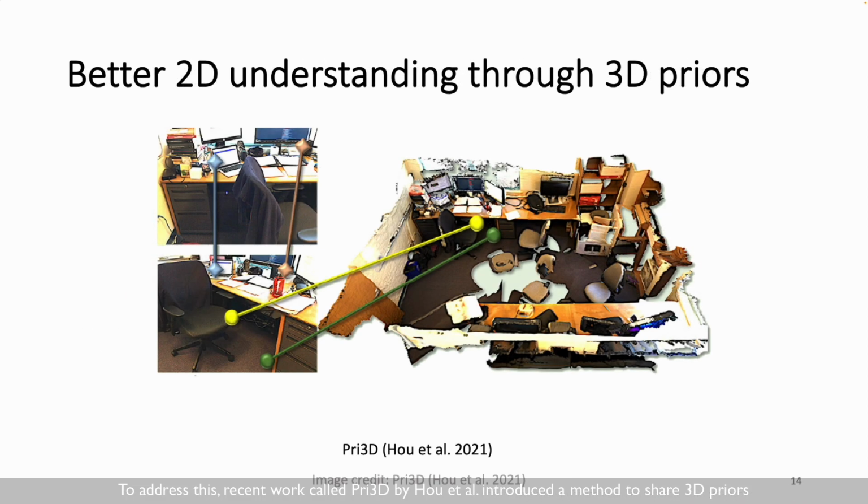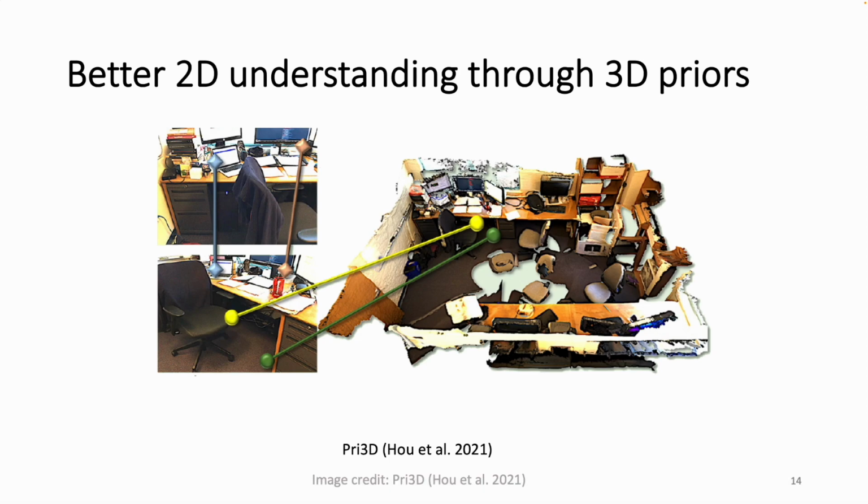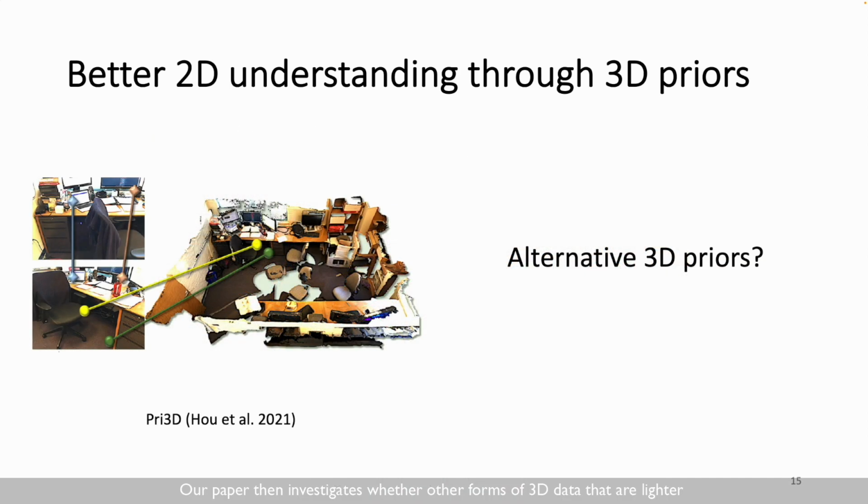To address this, recent work called Pri3D by Hou et al. introduced a method to share 3D priors with 2D representations using contrastive learning between multi-view images and 3D scene scans. While effective, this approach requires 3D scenes, which are often limited in size and variations. Our paper then investigates whether other forms of 3D data that are lighter and easier to obtain can also provide effective 3D priors for 2D representations.